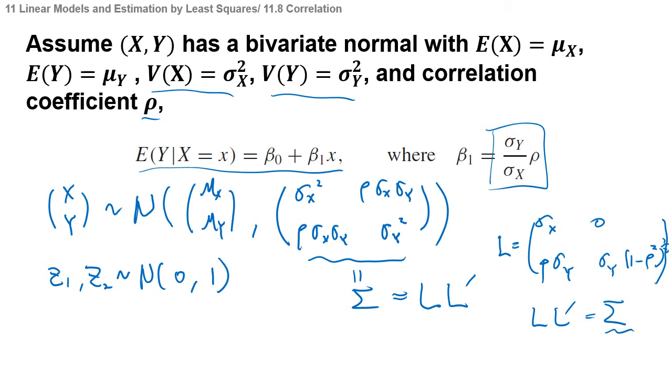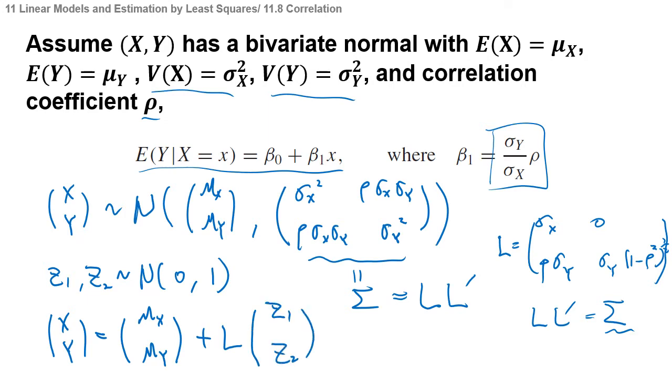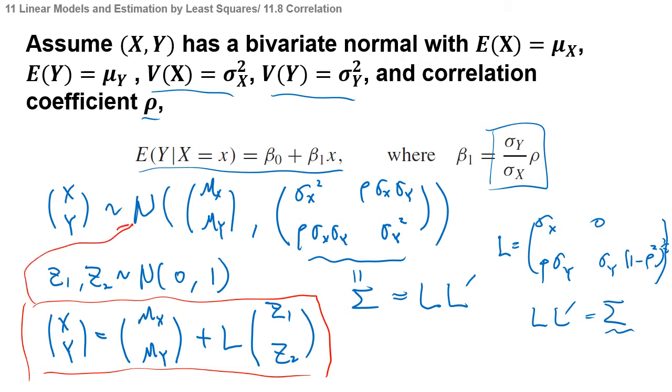And then if you define our x and y this way, x and y is mu x, mu y plus L times z1, z2. If we define our x and y like this, then we can show that x and y follow a bivariate normal distribution with mean mu x and mu y, and the variance component is this thing.